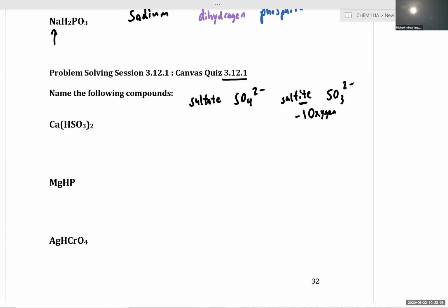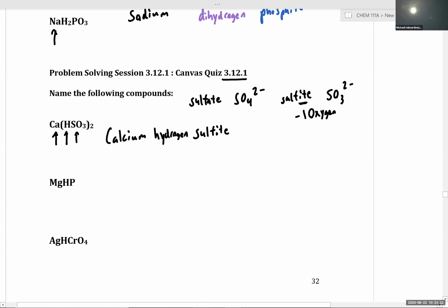Okay, so let's discuss the following example. So first and foremost, we name our metal cation, in this case, which is calcium. Then we name our polyatomic ion base, in this case, which is sulfite. And since we have a single hydrogen atom, we apply the prefix of hydrogen. So we have the full name of calcium hydrogen sulfite.